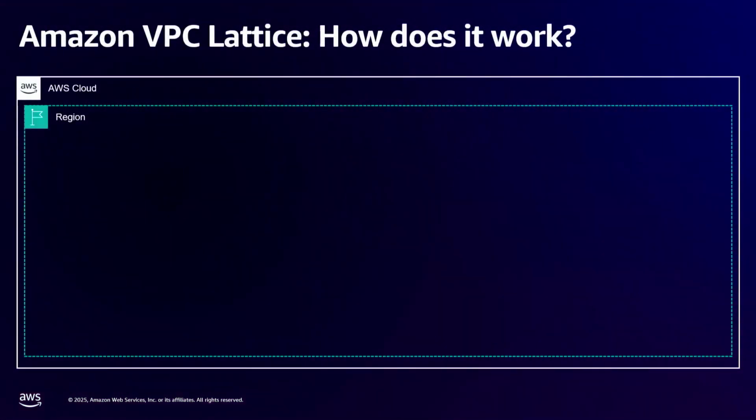When it comes to VPC Lattice, we're going to go through the main components of the service. Let's think about the AWS cloud, and within the region, the first main component we can see is the service network. Think of it as the switch, the network in which you're going to have on one side the consumers that are going to be consuming the different services, and on the other side the services that you want to expose for the different consumers to make use of.